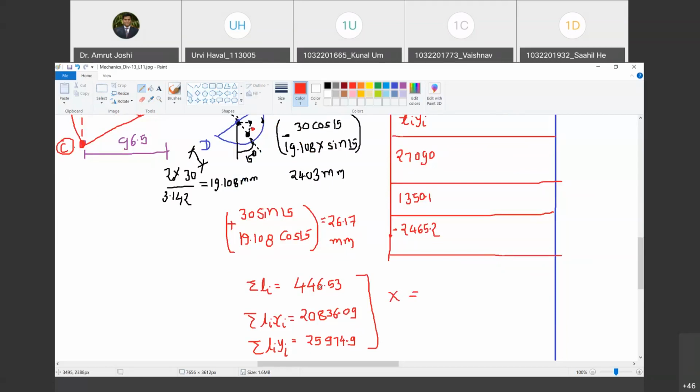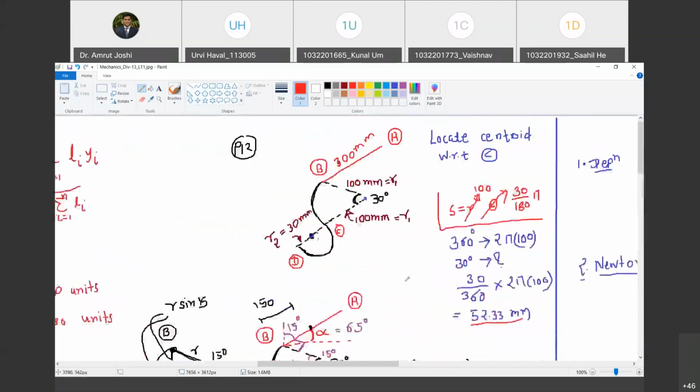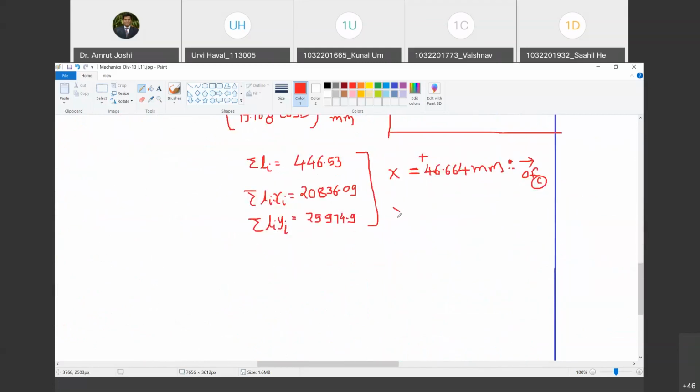So what is X? X is summation li xi upon summation li. How much is that? 46.664 mm. And it has turned out to be positive. Therefore, the centroid lies on the right hand side of C. Are you with me? And what is Y? Tell me. Summation li yi upon this.